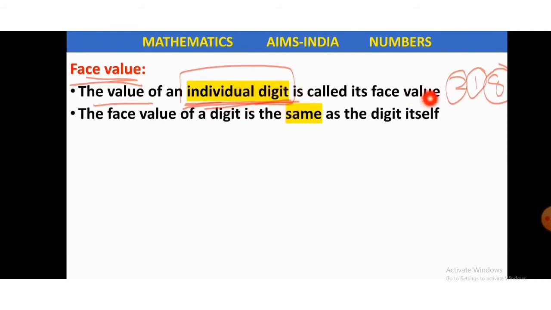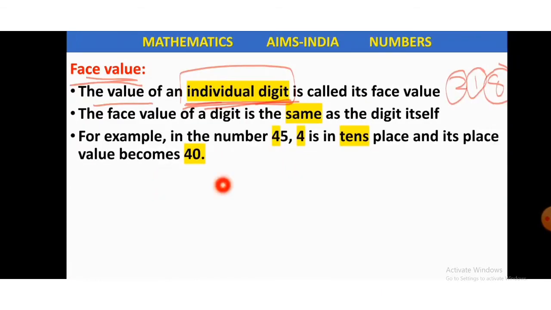What is the individual digit here? 2 is a digit, 1 is a digit, 8 is a digit. 218 is a number. The face value of a digit is the same as the digit itself. Now, if we take the example of number 45, which digit are we taking here?